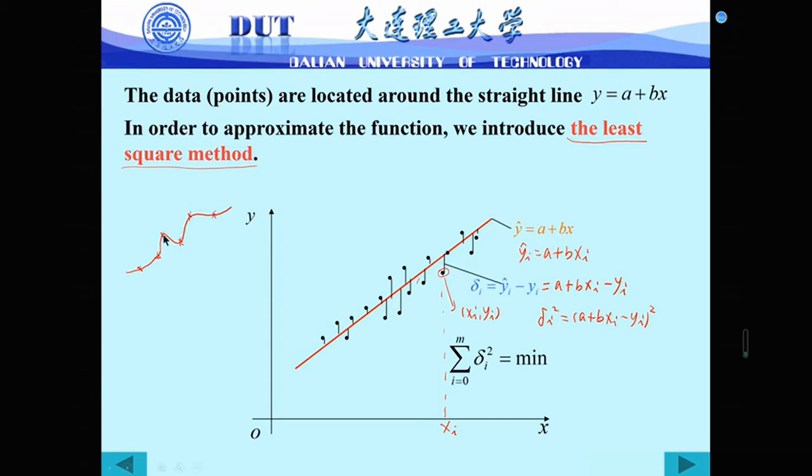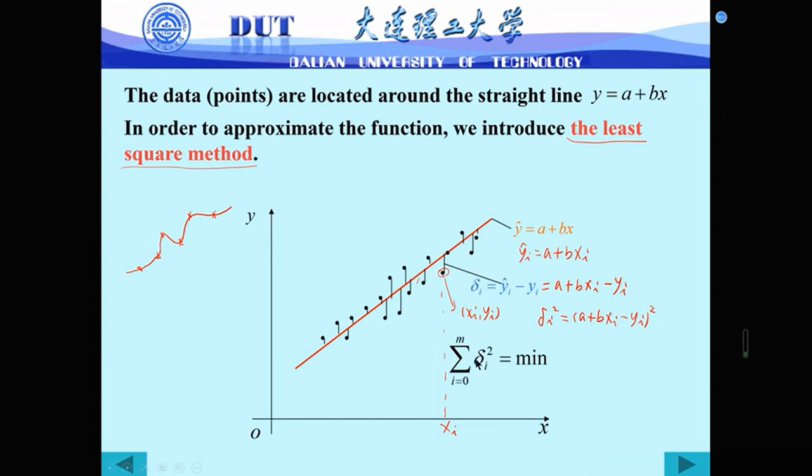But now we find the data points are noisy. So we cannot pass through the noisy data. It is not necessary, right? And it is not good to pass through the noisy data. So we just find a good approximation such that all the errors are minimal.